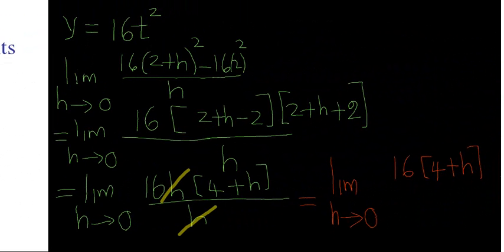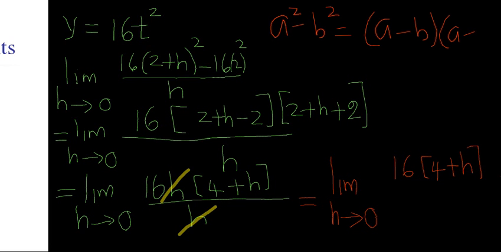You can factor the 16 out, so you get 2 plus h, the whole quantity squared, minus 2 squared. Then again use the formula a squared minus b squared, which is the difference of the numbers times the sum. So I'm using the same formula here. That gives you 2 plus h minus 2, times 2 plus h plus 2.